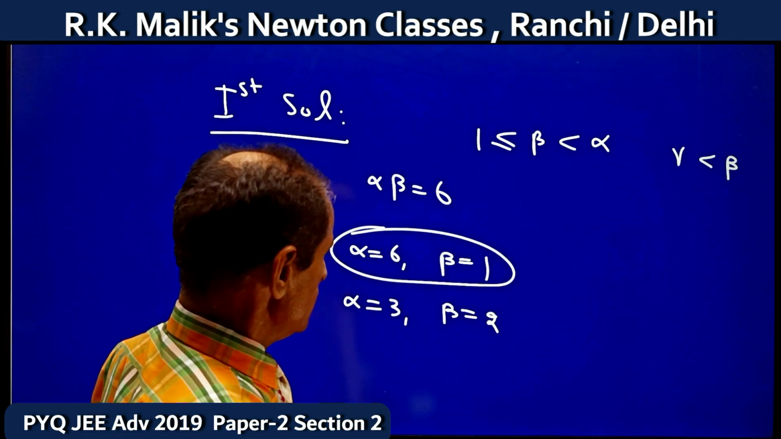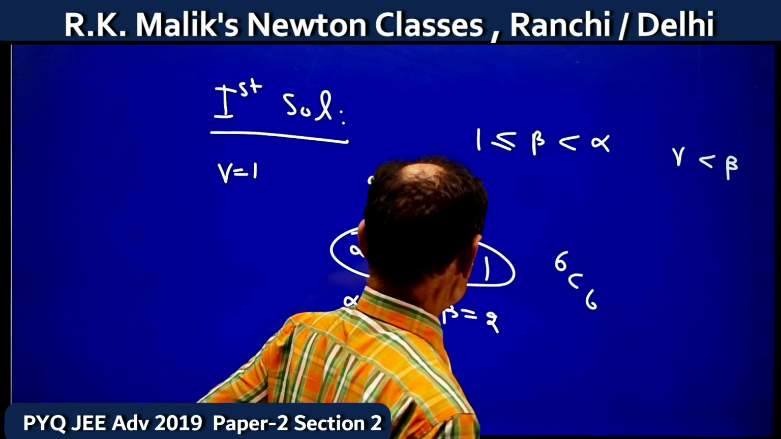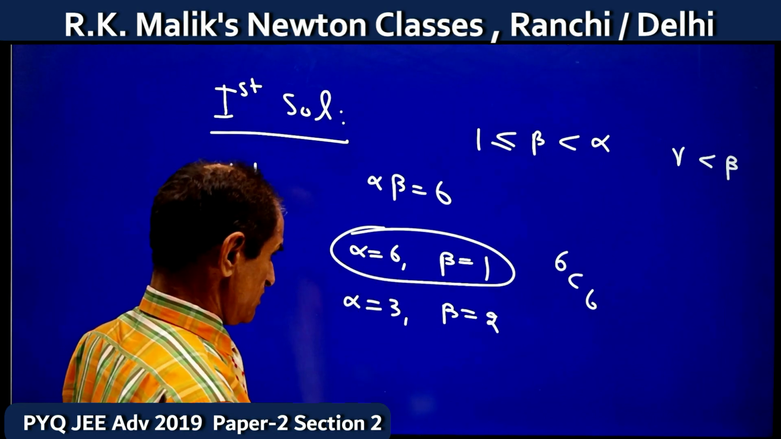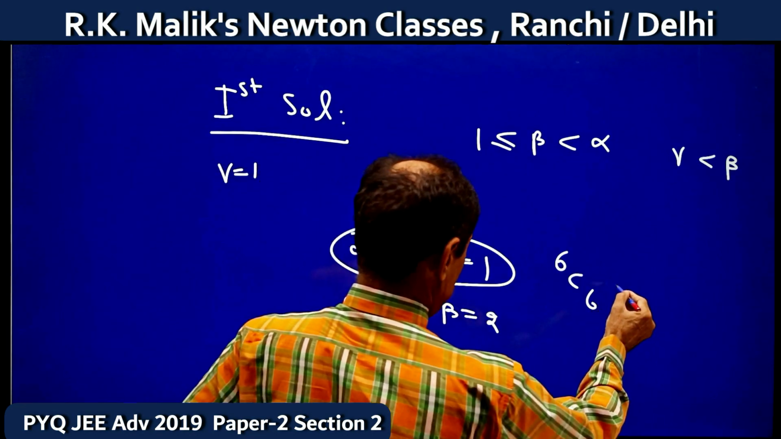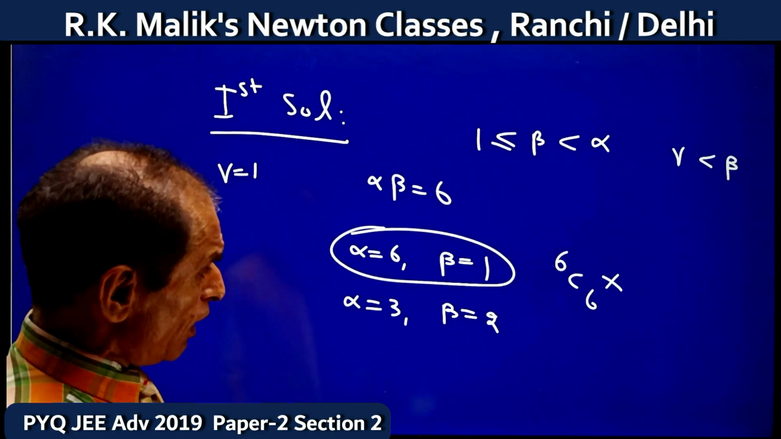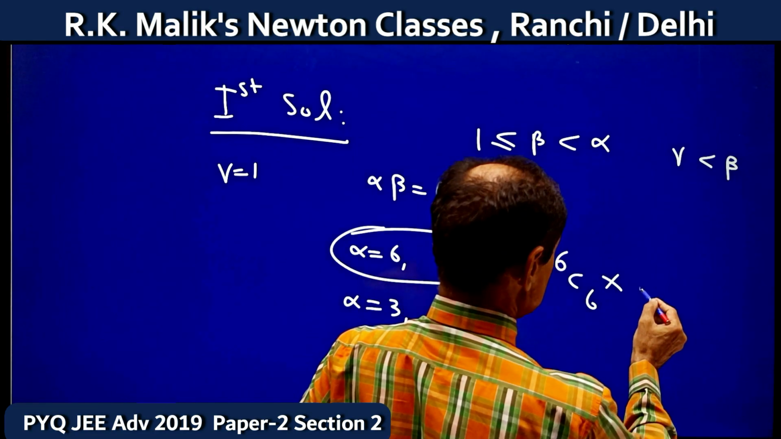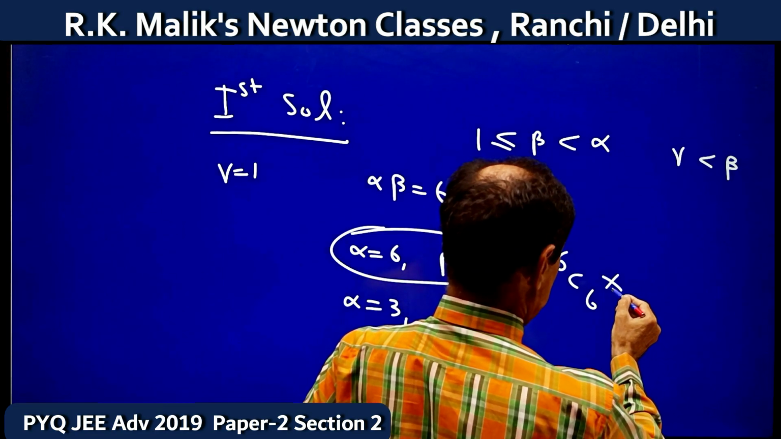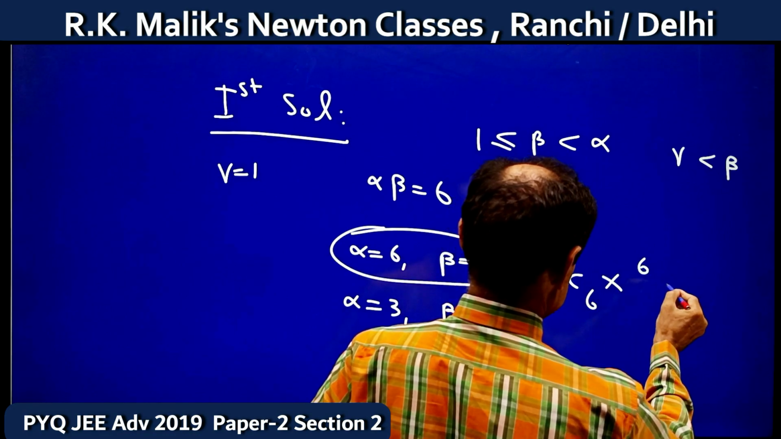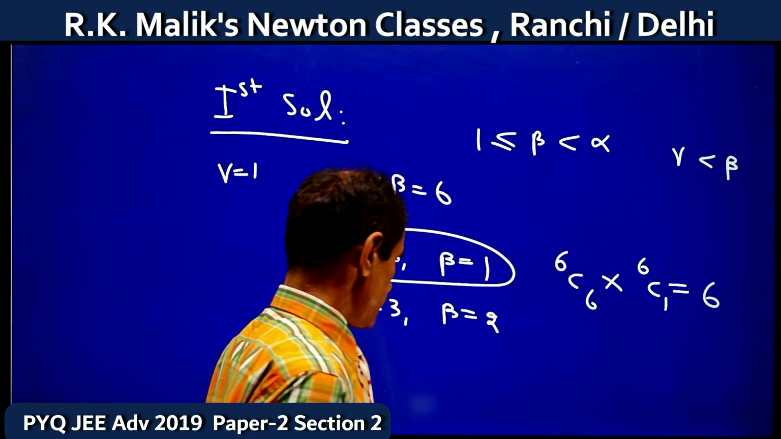And the number of ways in which the sets A and B can be made in this case is 6C6. 6 is the number of ways in which the set A can be made because A contains 6 elements, and the number of common elements is also 1. Therefore, for making the set B, I will choose any one element of these 6 elements, that is 6C1. That is, the answer is 6.